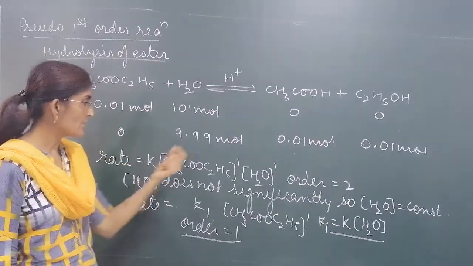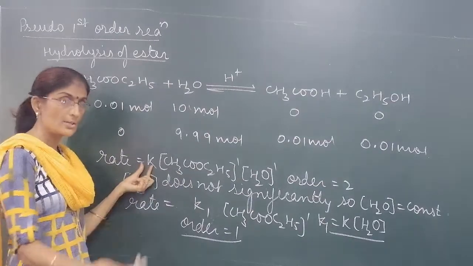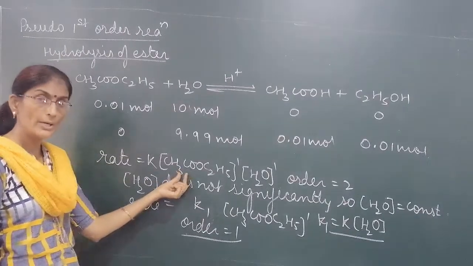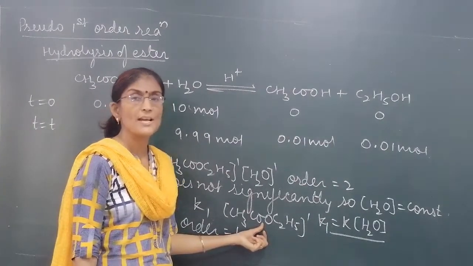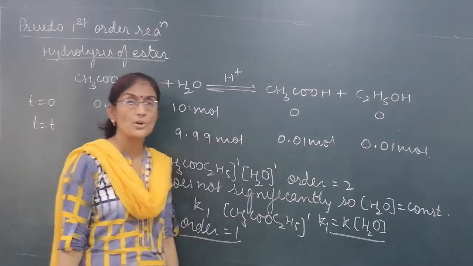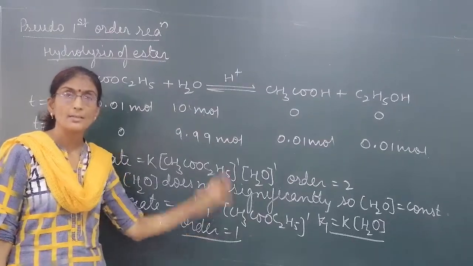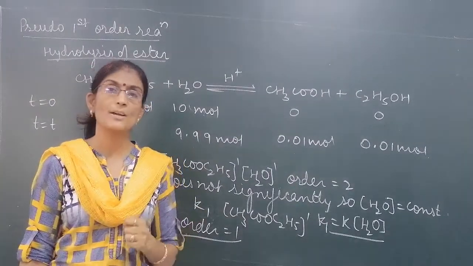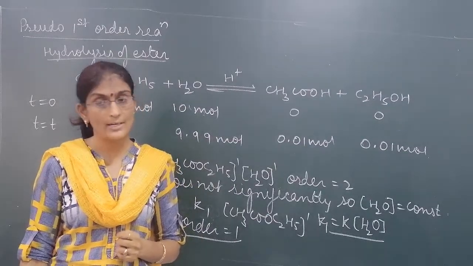If we take water concentration constant, then this constant and K constant gives us a new constant, let it be K1. Now the rate of the reaction will depend only on the concentration of ester. Such type of reactions are called pseudo first order reaction. Initially they look like second order, but after taking concentration of water constant, this reaction becomes first order. Such reactions are known as pseudo first order reaction.